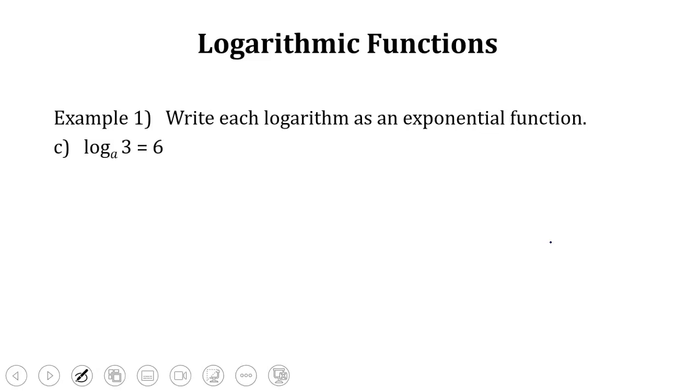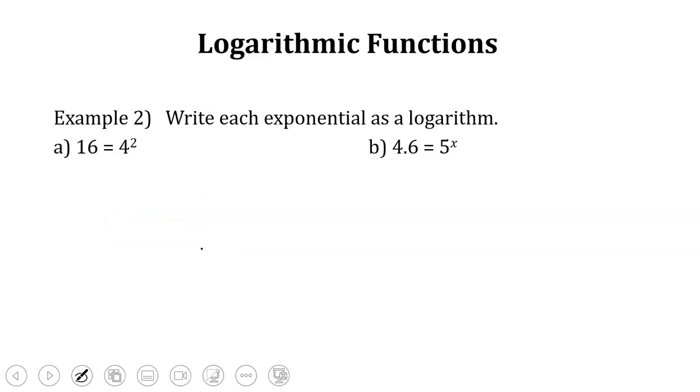All right, and then C, so the base raised to the answer. What's my base? My base is a. Raised to the answer, so that's 6, equals the argument, and that's 3. So the base raised to the answer equals the argument. All right, so let's try the other side.